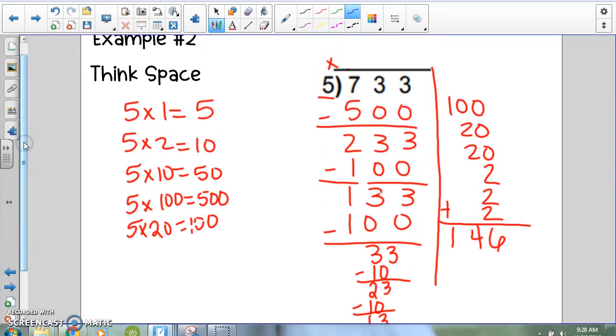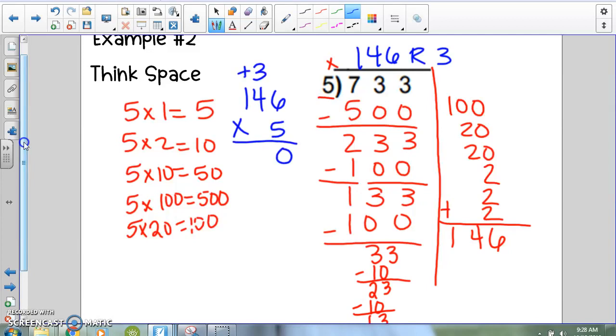So if I scroll back up, 146, remainder 3, and multiply 146 times 5 to check. 6 times 5 is 30. 5 times 4 is 20, plus 3 is 23. 5 times 1 is 5, plus 2 is 7. We have 730, the remainder 3. We're going to add 3, and we should get 733, which is our dividend.